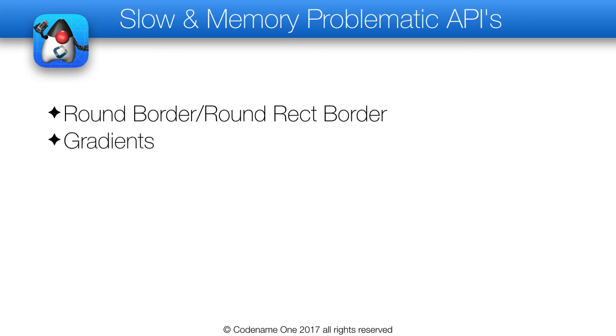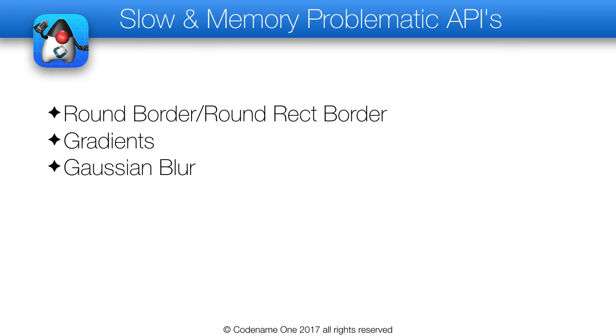Gradients used to be very slow in Codename One as they relied on software rendering for portability. Newer versions are much faster for the most part, but I would strongly advise benchmarking to make sure. Using a gradient as a background creates an image object background, which can result in a huge memory overhead. You would often be better served with solid colors or image backgrounds.